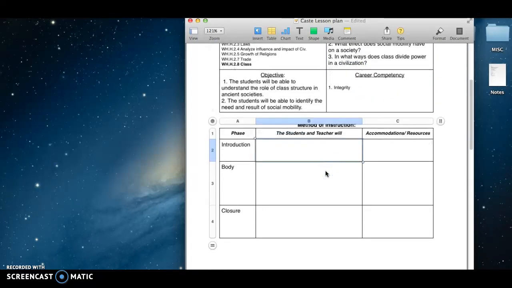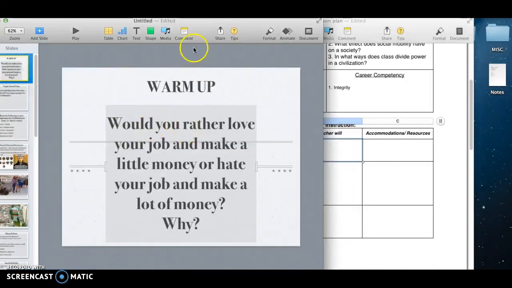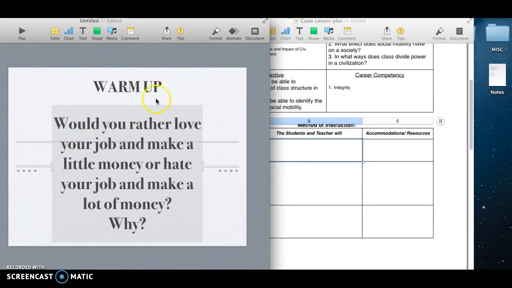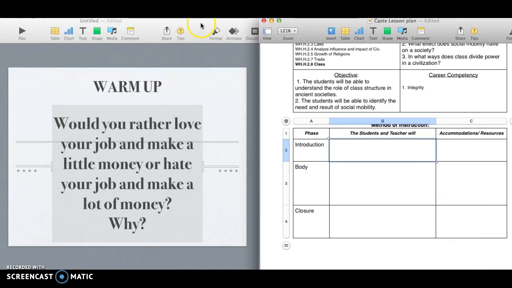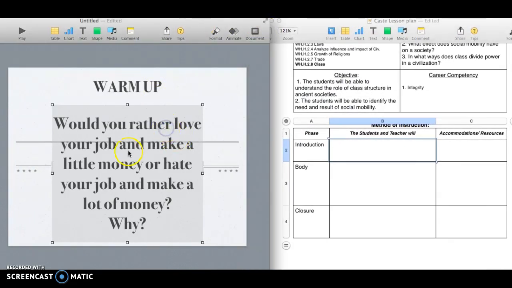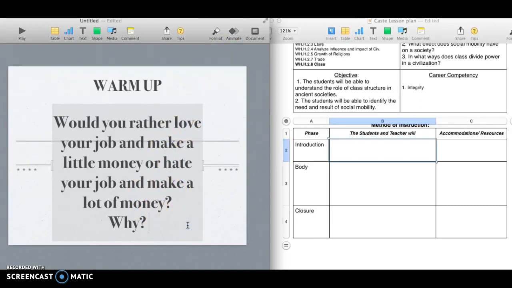Well, that helps them get a job. And everybody probably wants to have money or have things. So one of the first things I would do is use that. The warm-up question that I would use is something that every student should be able to answer and have an opinion on. Would you rather love your job and make a little money, or hate your job and make a lot of money? And why is that? That's going to get students talking, ideally.